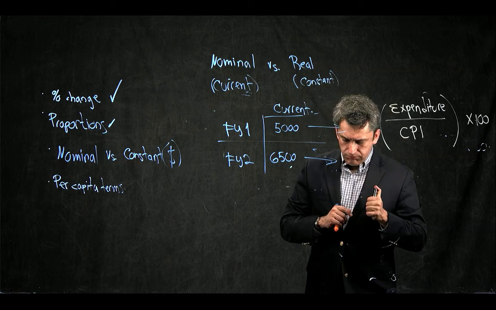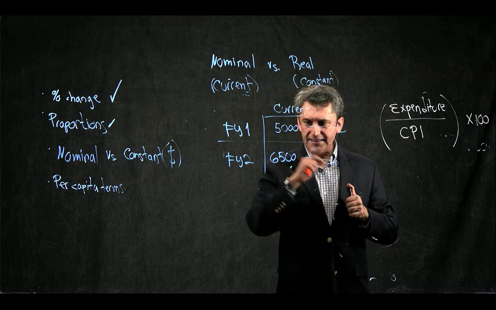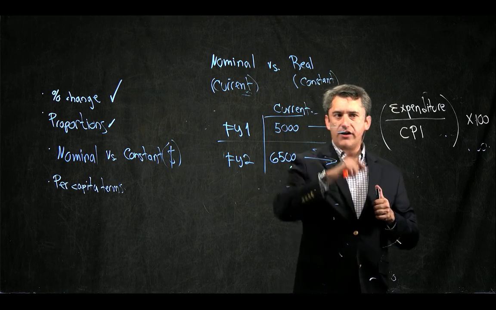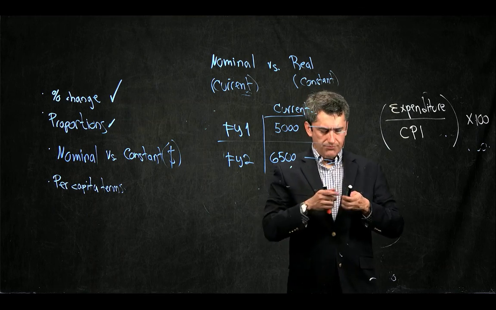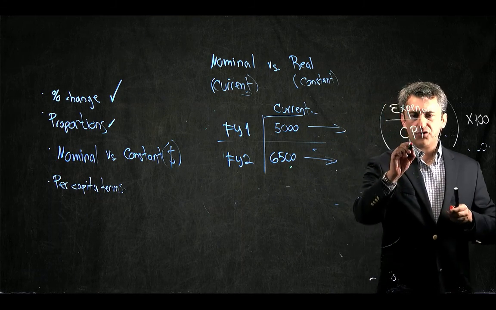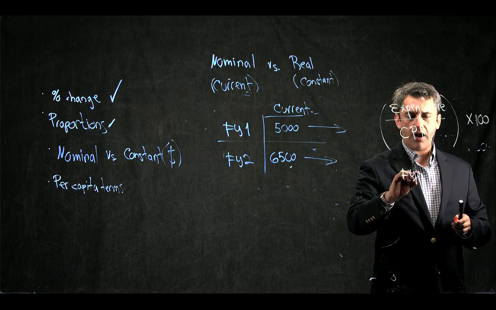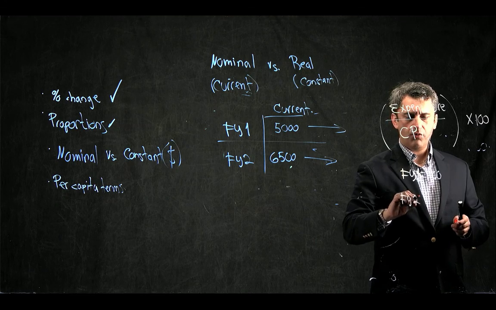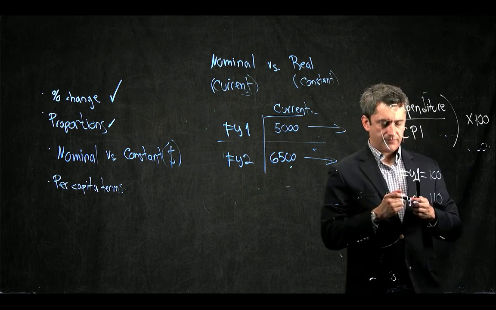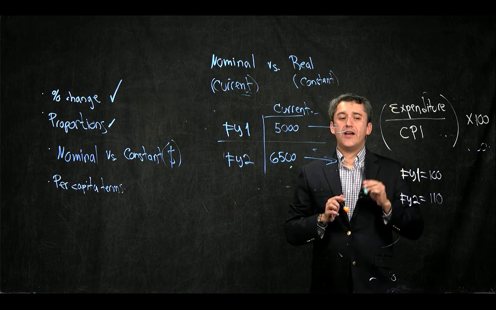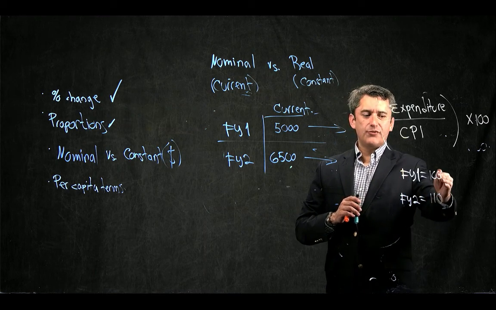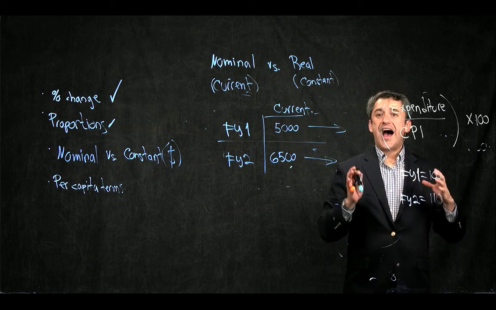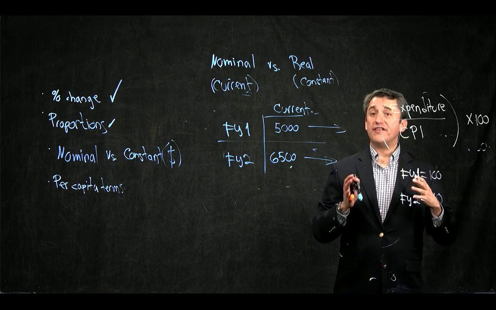If you want to know the value of $6,500, which is in current dollars, in constant dollars, let us assume that you have a consumer price index that for fiscal year 1 will be 100, and for fiscal year 2 will be 110. Something that I can tell you right now is that this is an index that reflects the change in the prices of a certain basket of goods.